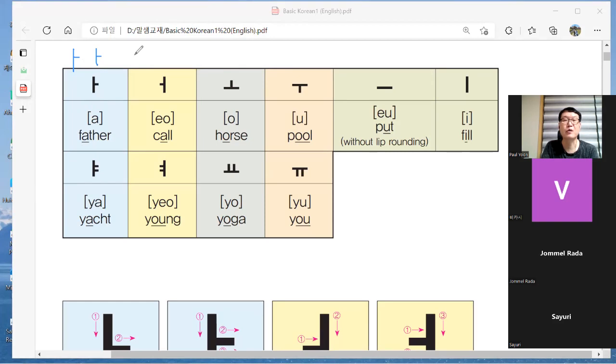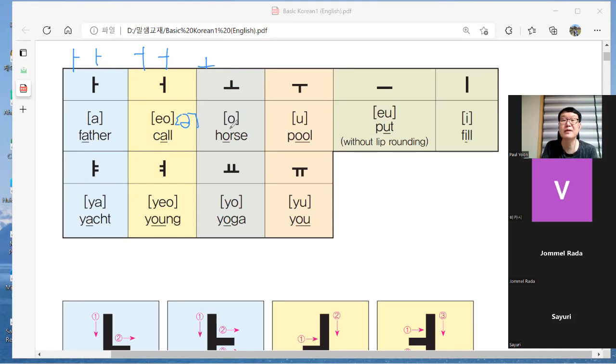"All." One, two. This is in English to call, or in pronunciation symbol like this. "All." Okay, good. Next, "oh".